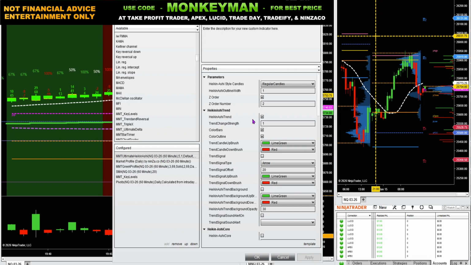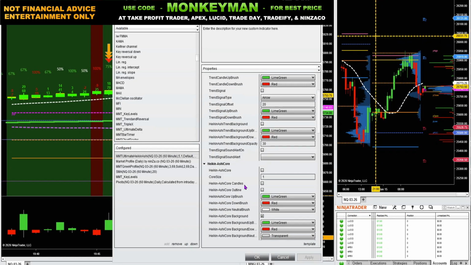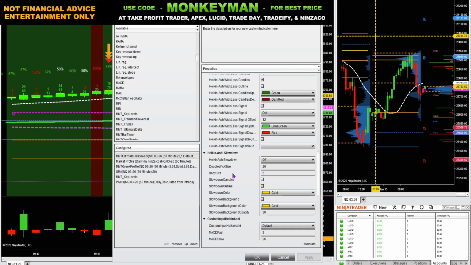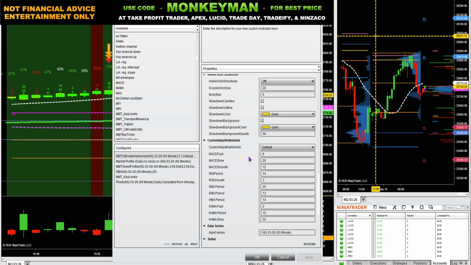I'm only using the Heikin Ashi trend mode, nothing else. It's painting the bars in the outline. It's showing me when the Heikin Ashi is bullish or bearish, and it's painting the candles green or red. I'm not using any of these other amazingly lovely features that are included with the Ultimate Heikin Ashi indicator, like being able to combine the Heikin Ashi with the MACD or the RSI or the SMA or the EMA or the HMA or the comma.